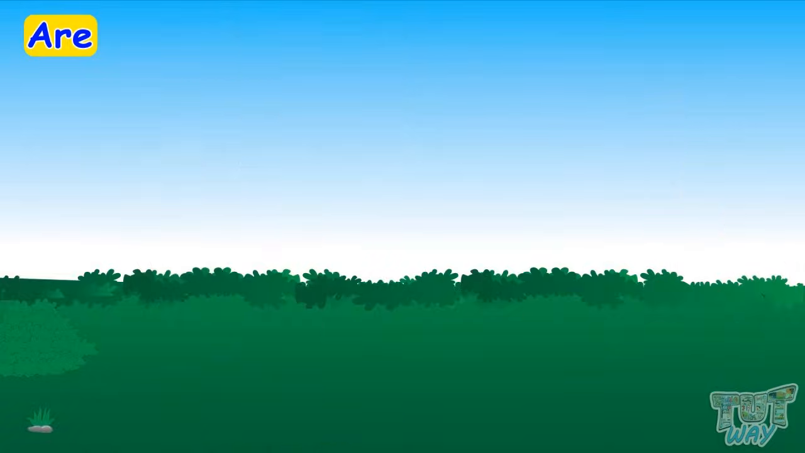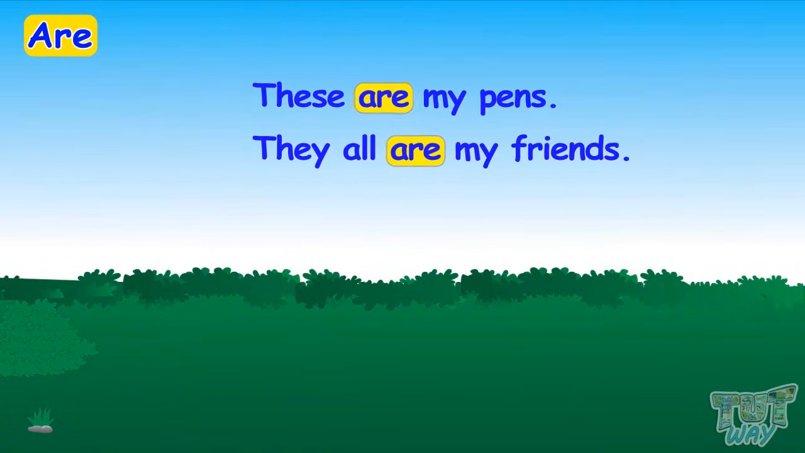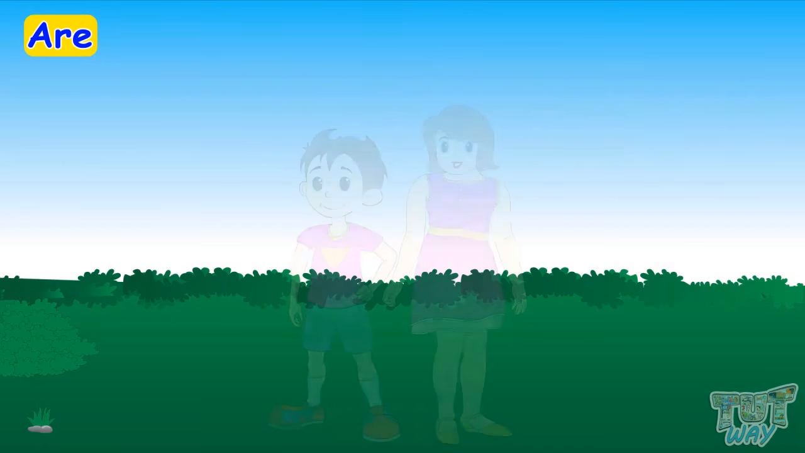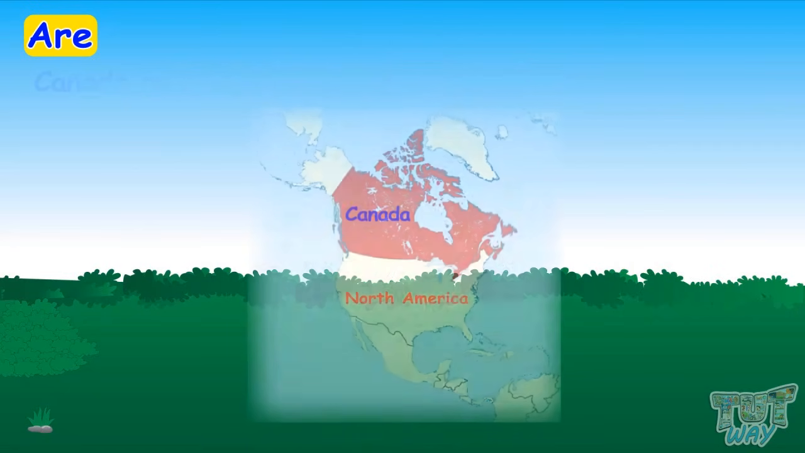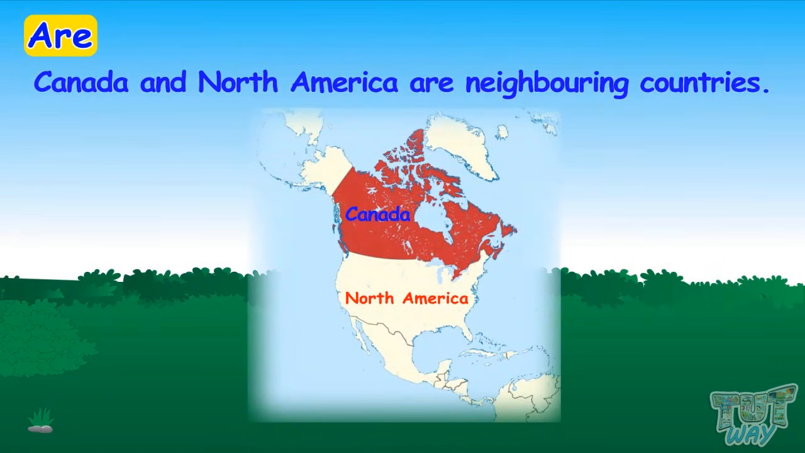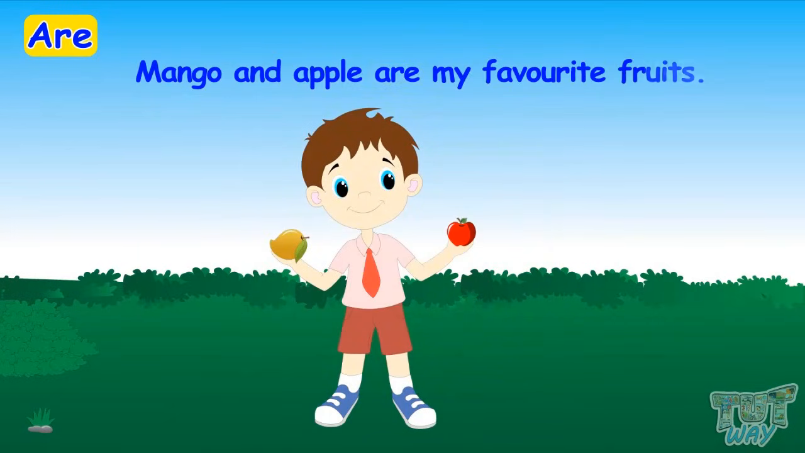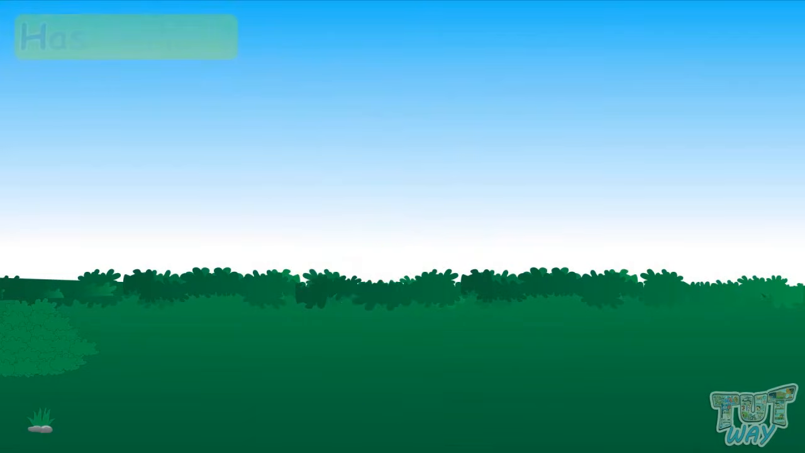We also use are when we are talking about more than one thing or persons. Oliver and Emily are siblings. Canada and North America are neighboring countries. Mango and apple are my favorite fruits. So we have learned where to use are. Now it's time to learn about has and have.